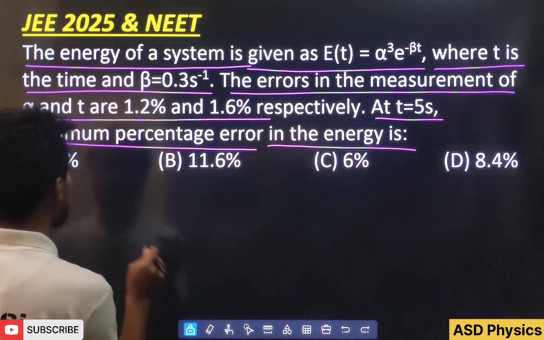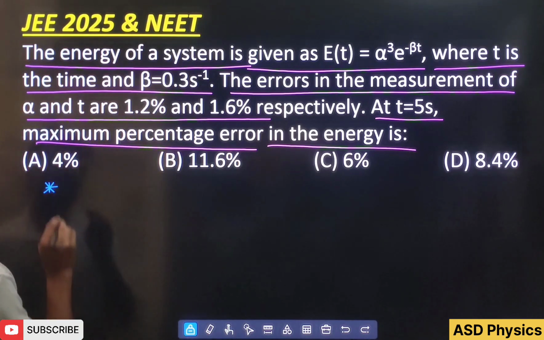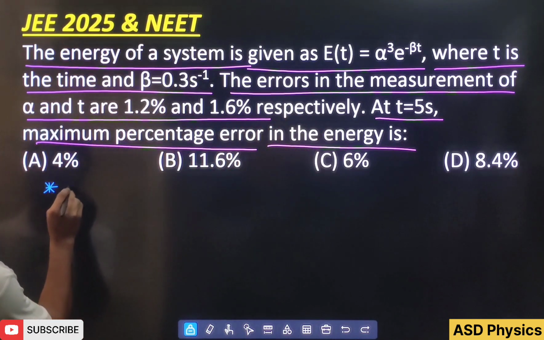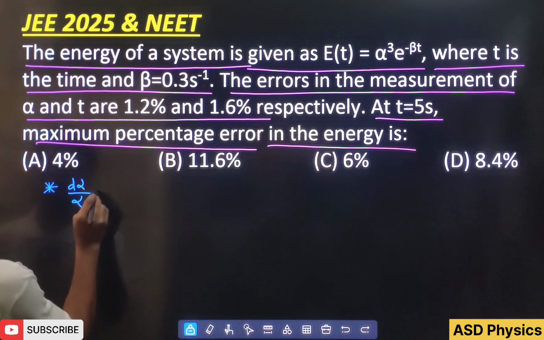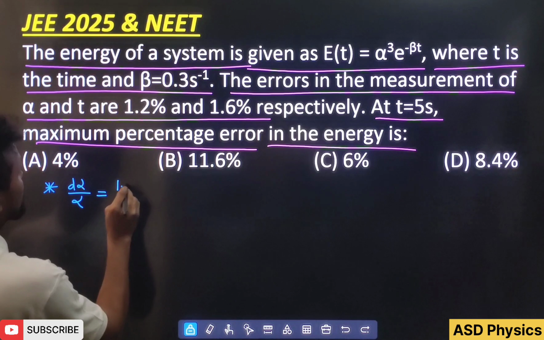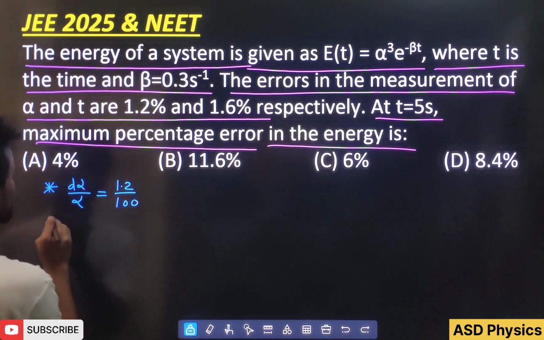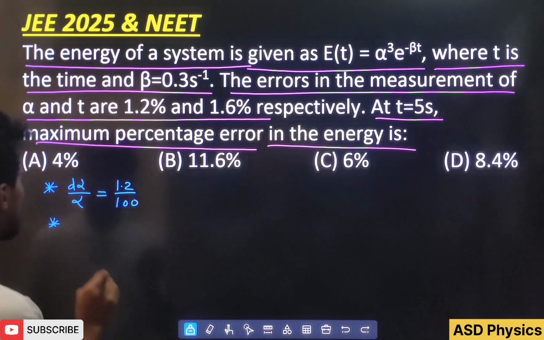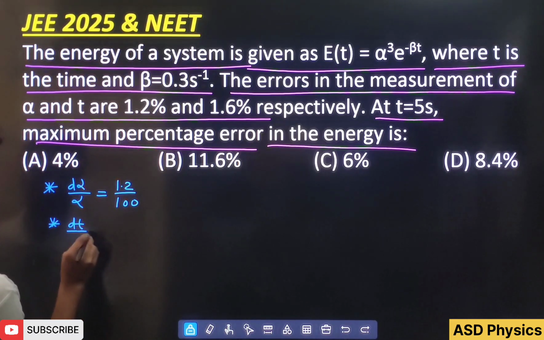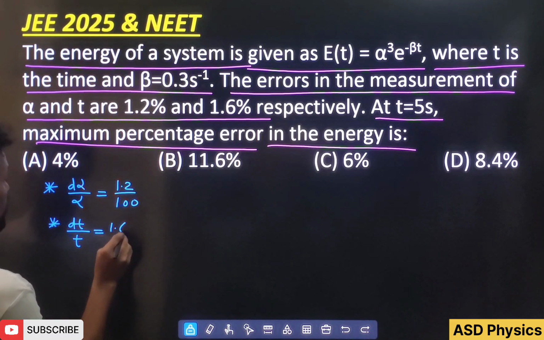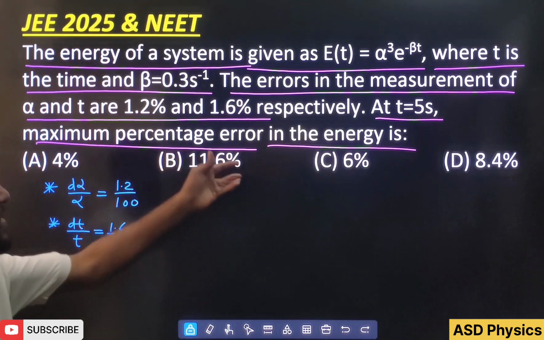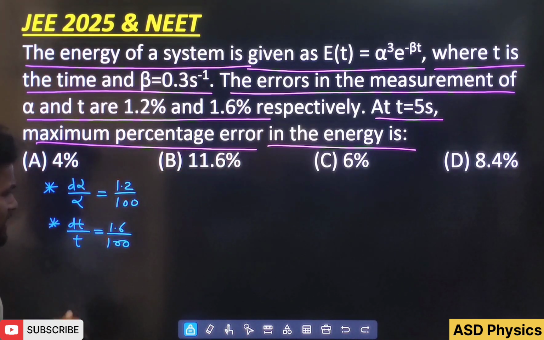Okay, so now I will write here in a differentiation form. Let me write here the error in alpha, that means d alpha by alpha. How much is given? 1.2 by 100. Okay, similarly error in time, how much is given? 1.6%. So kindly see here, this dt by t is given here as 1.6 divided by 100. Okay, and they are asking here the percentage error in energy. They are asking here delta E by E.